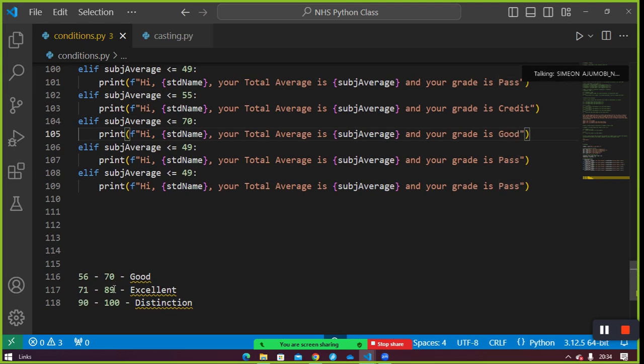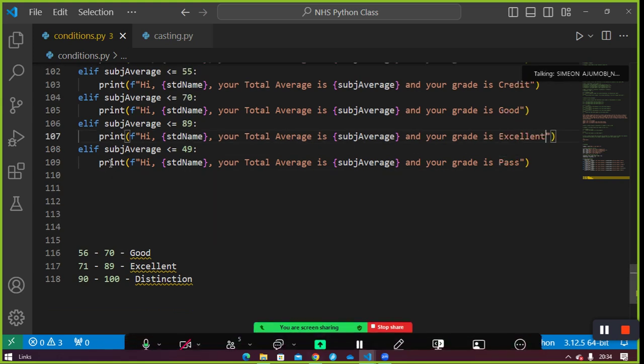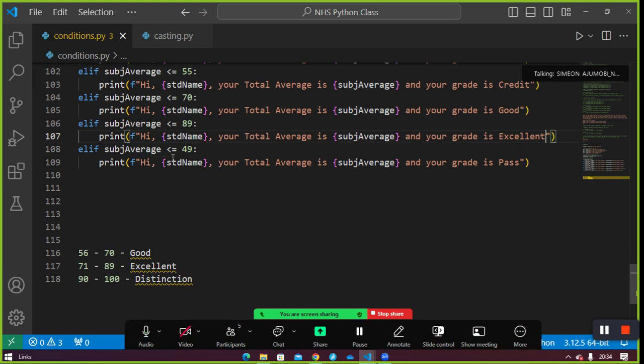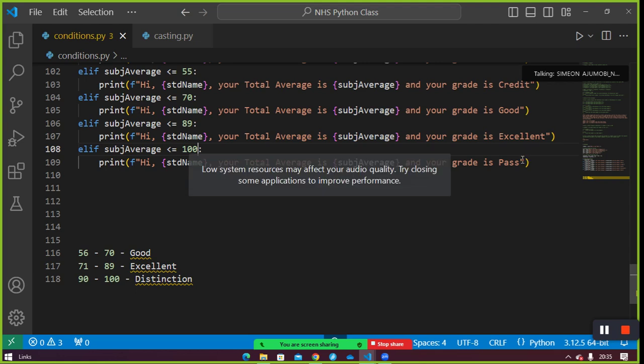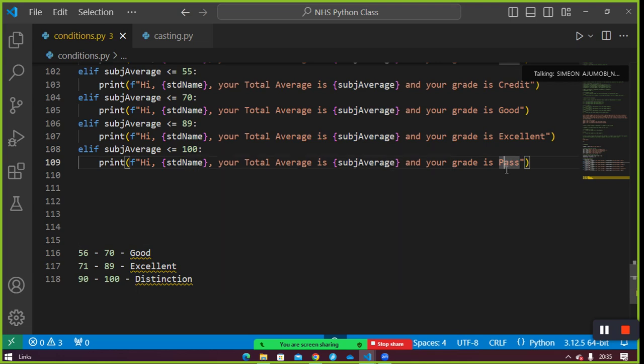Then we have 89. Anything lesser than 89 to 71. Then I'm going to be having 89 here. And the grade is excellent. And subject average is lesser than or equals to 100. This is the highest limit. Student name, your total average is subject average, and your grade is, we now have distinction. Then you are done with the program.